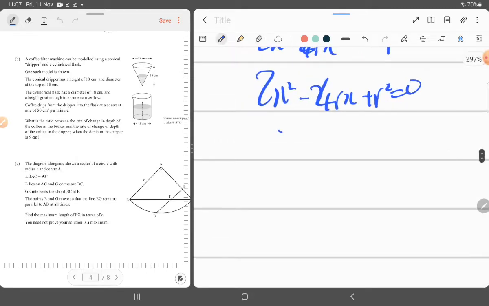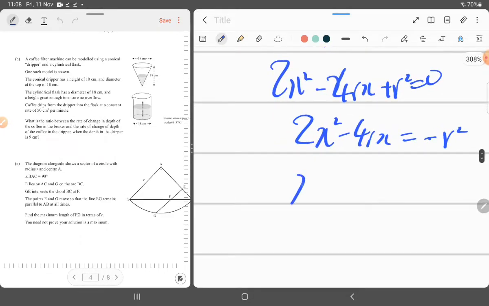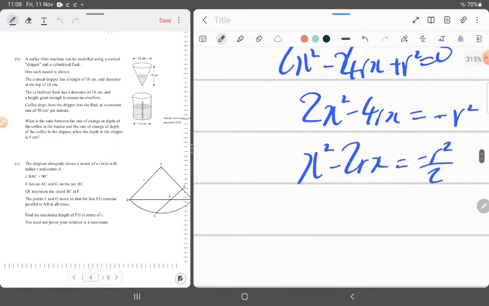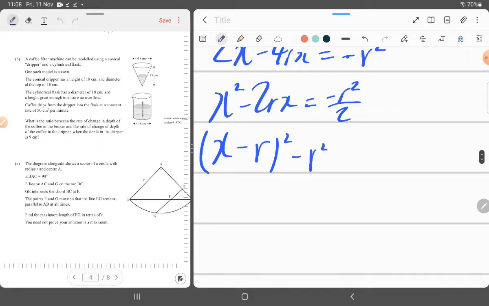And so 2x squared minus 4rx is equal to negative r squared. x squared minus 2rx is equal to negative r squared over 2. x minus r squared, minus r squared. Oh no. 2rx.